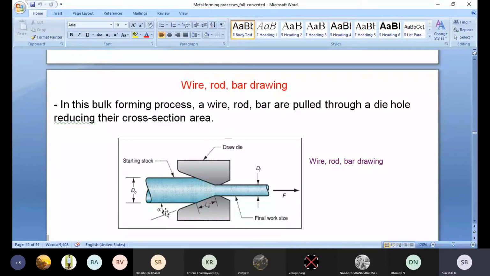In this bulk deformation process, a wire, rod, or bar is pulled through a die hole. We pull the material between the two dies to reduce the cross-sectional area of the specimen. Here we can manufacture both solid as well as hollow shafts.